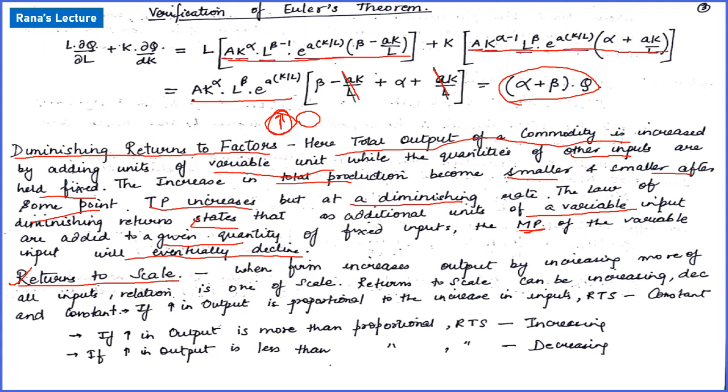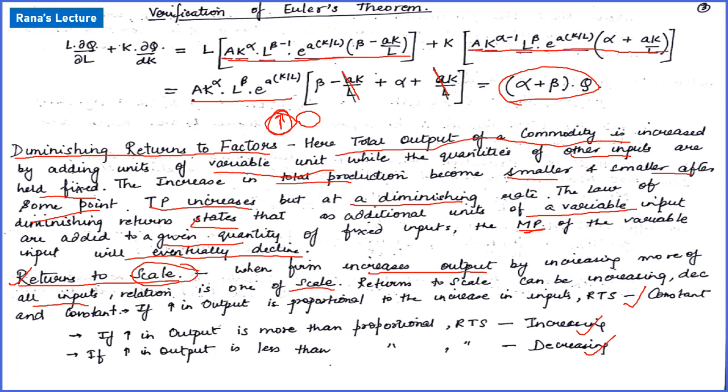Returns to scale is when all the factors become variable, right? When a firm increases the output by increasing more of all inputs, the relation is of scale. This is known as returns to scale. Now returns to scale can be constant returns to scale, increasing returns to scale and decreasing returns to scale.